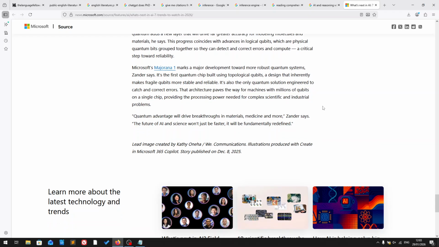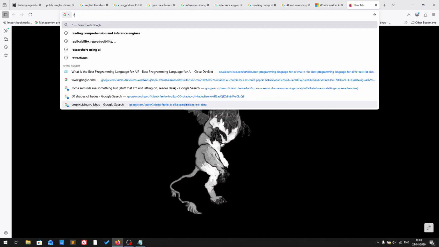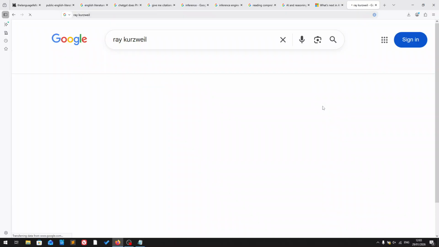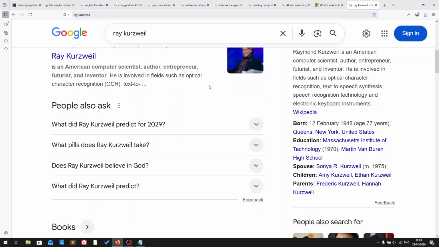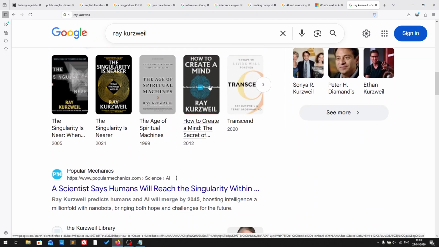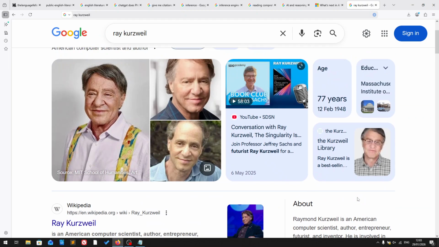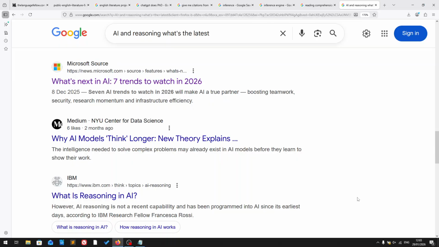Yeah. Quantum advantage will drive breakthroughs in materials, medicine, and more. Future of AI and science won't just be faster; it will be fundamentally redefined. Yeah, as I said, I've mentioned. Yeah, and you need to find out more about what Ray has to say on singularity is nearer. So with AI, it'll be achieved sooner, and that's what I had from Smita Prakash, and I've mentioned this in another video.